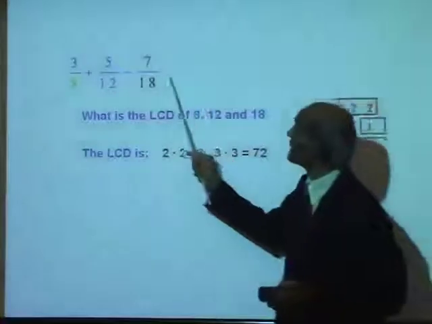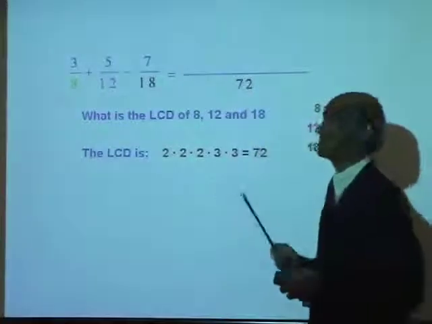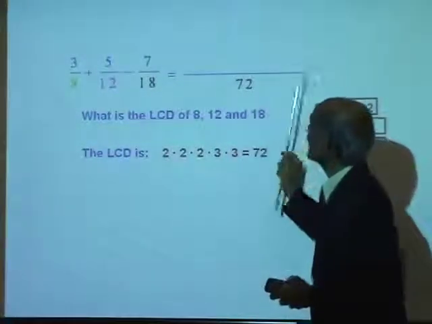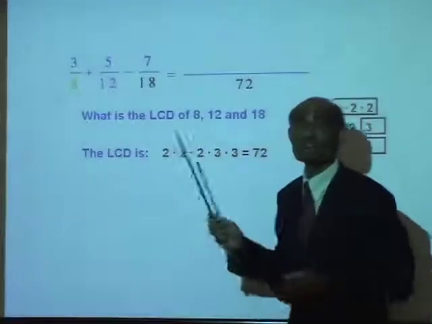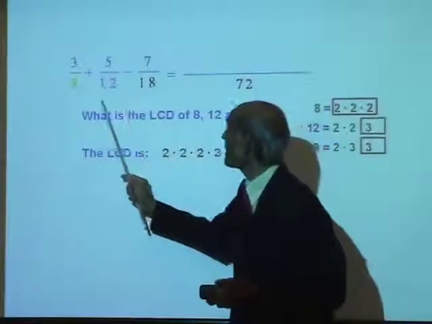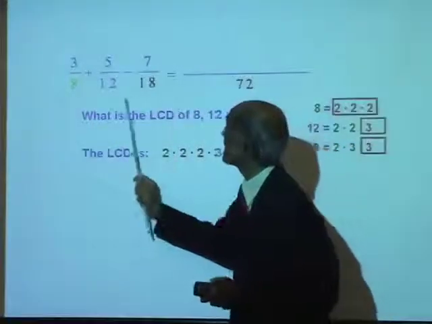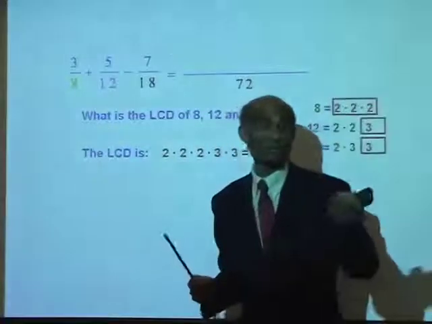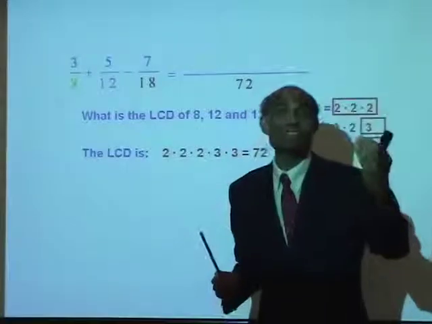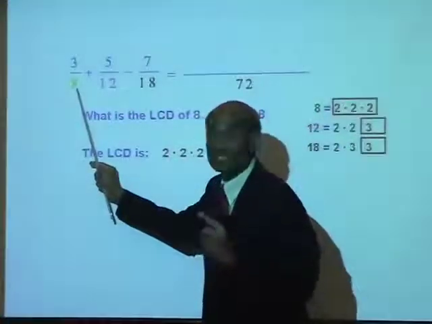What's the method? Come here and put down that LCD. That is 72. Okay, can you help me construct the numerator? How are we going to construct the numerator? Go like this. 72 divided by 8. Start with the first denominator. What is 72 divided by 8? Anybody knows? 8 goes in 72 9 times. So 72 divided by 8 is 9.